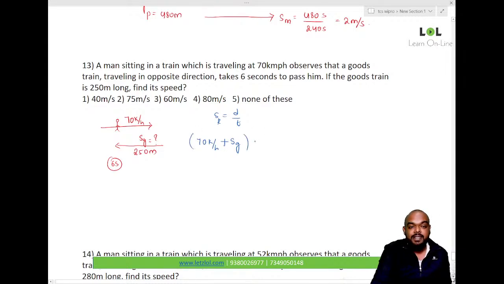This is speed. Distance. Tell me, what should I consider the distance as in this problem? Length of the goods train only, because the goods train is crossing the man. The goods train is not crossing the other train, it is crossing only the man. Okay?